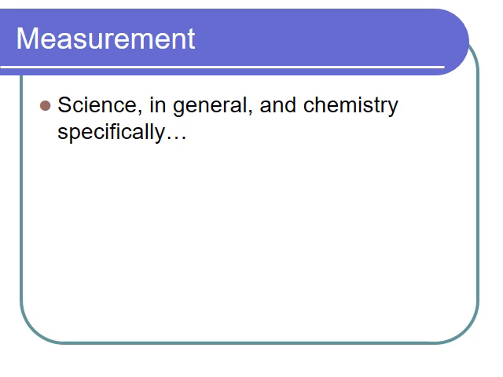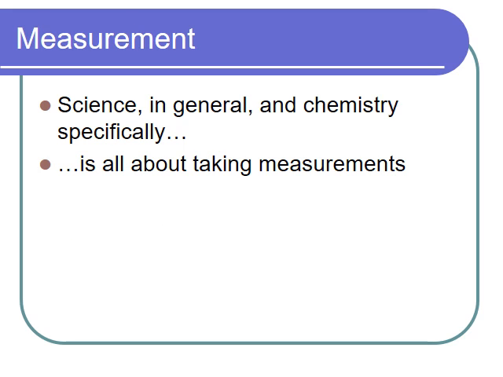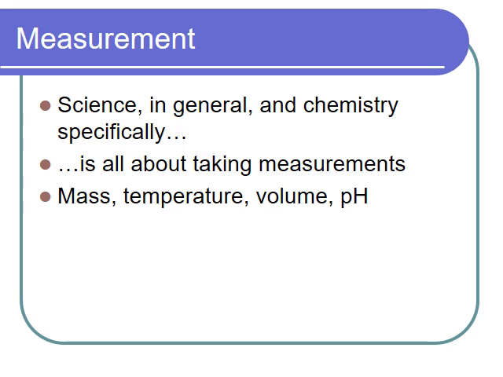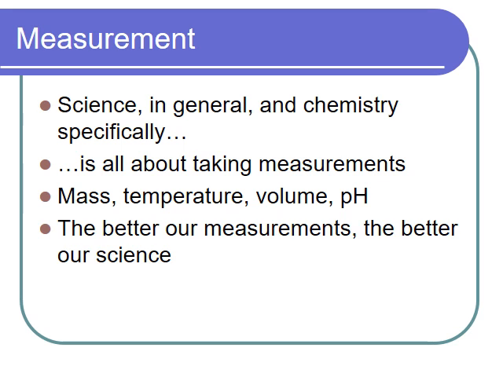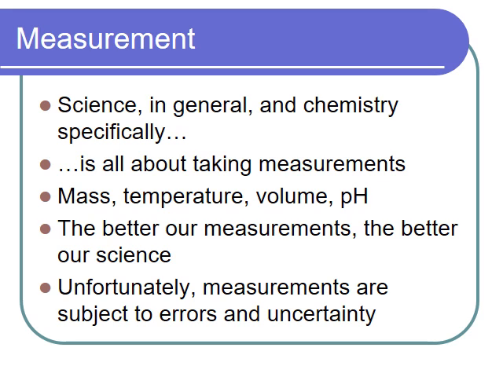So science and chemistry specifically are all about taking measurements. We measure mass, temperature, volume, pH. The better our measurements, the better our science is. Unfortunately, measurements are subject to errors and uncertainty. The people operating the measuring devices are only human, and we make mistakes.